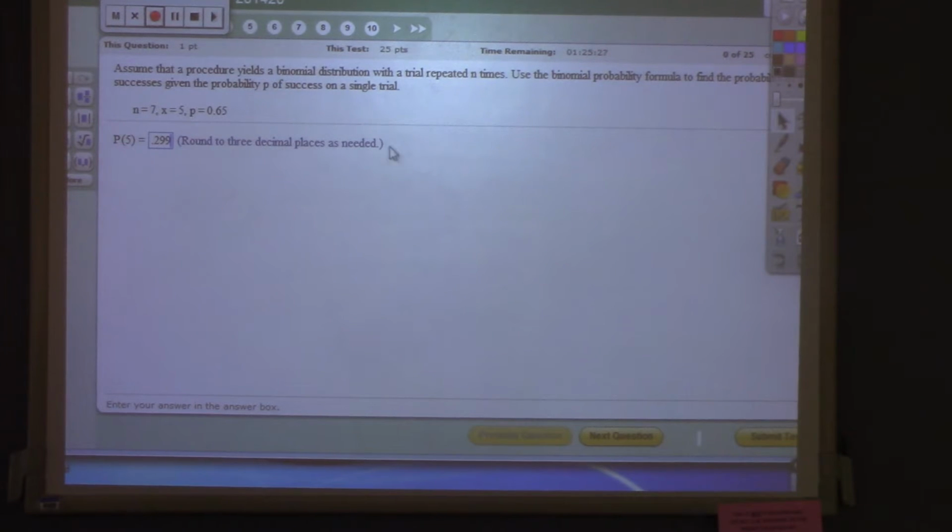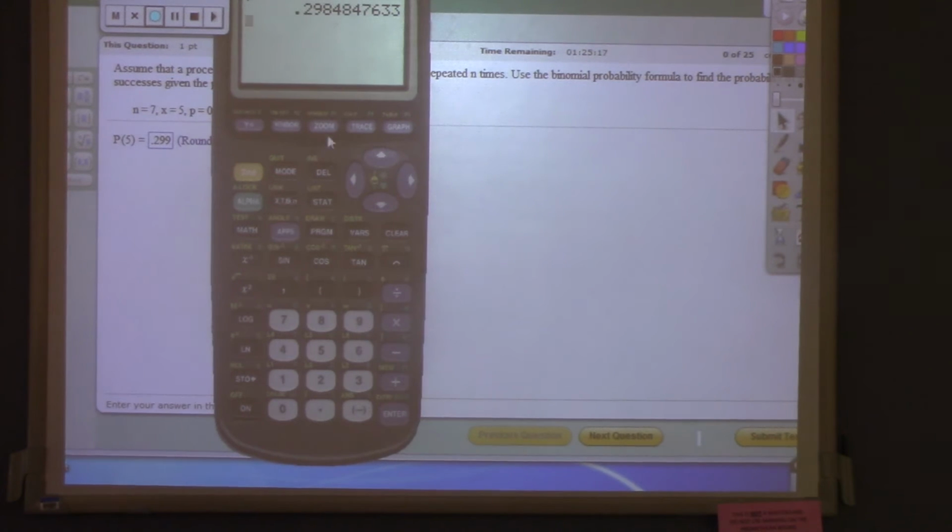0.298. I thought it was rounded. It was a 4, not a 5. Okay. Yeah, 0.298. I rounded it up wrong, I'm sorry. So it'd be 0.298.